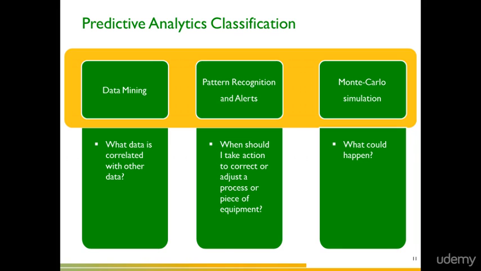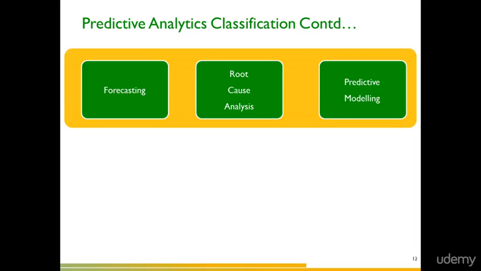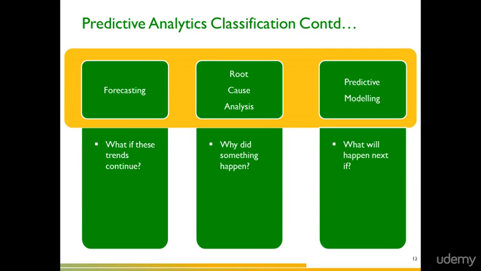When should I take action to correct or adjust a process or a piece of equipment? Monte Carlo simulation: what could happen? Another three classification categories of predictive analytics are forecasting, which says what if these trends continue; RCA, that is root cause analysis, why did something happen; and predictive modeling, what will happen next if? Predictive analytics use understanding of the past to make predictions about the future.